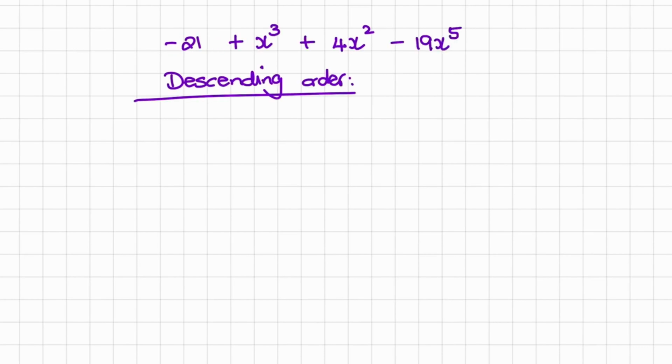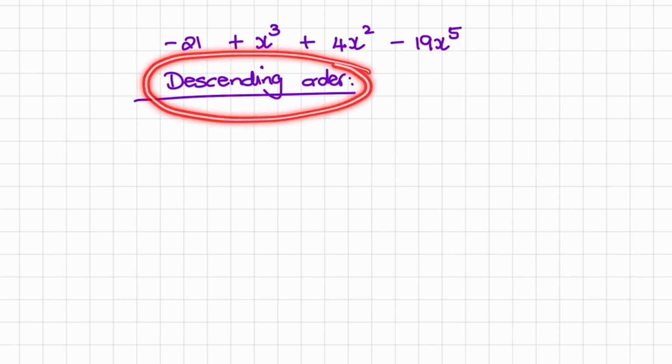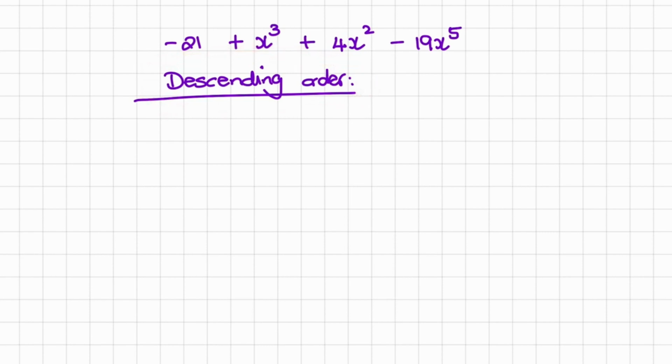Let's do one more example with descending order. So in this example, we again have 4 terms, and we're trying to write it in descending order. So we need to find the highest power of x. And we can see from this expression that the highest power of x is x to the power of 5. So negative 19x to the power of 5 would be my first term. So that is negative 19x to the power of 5.